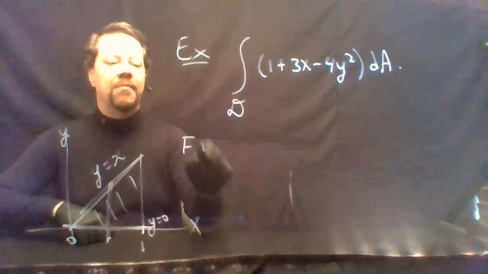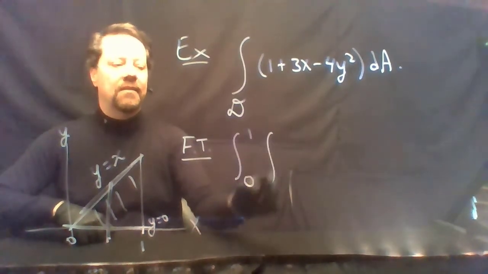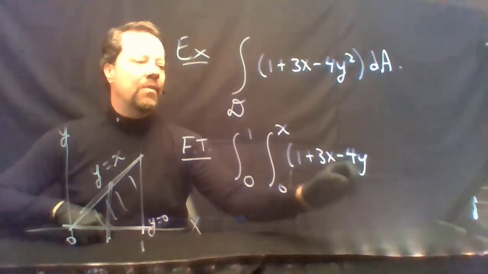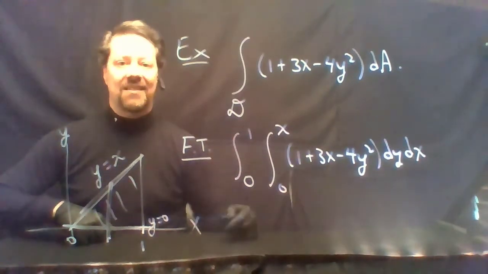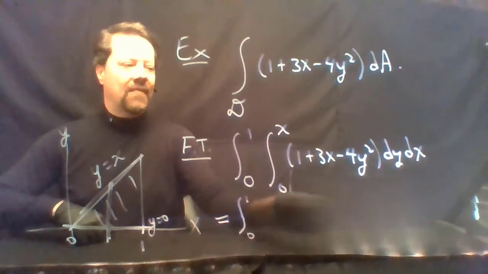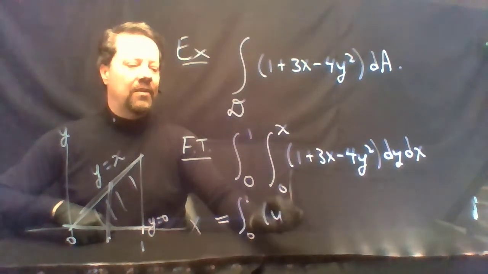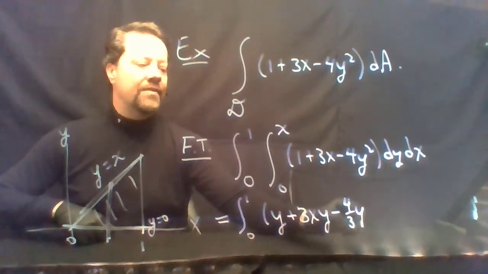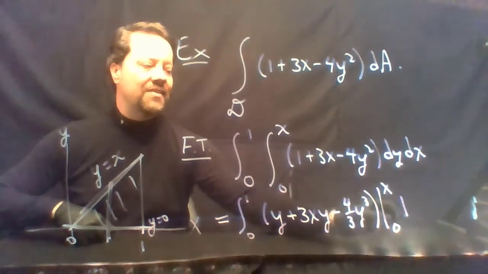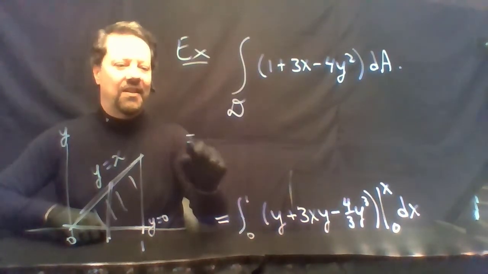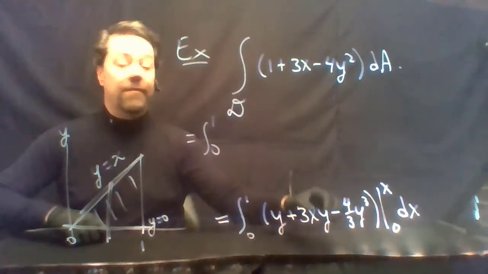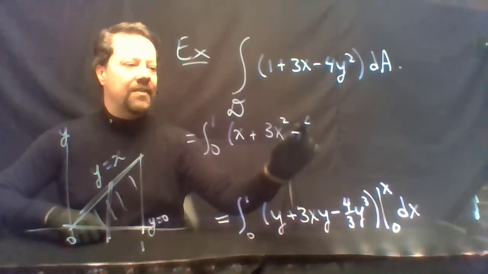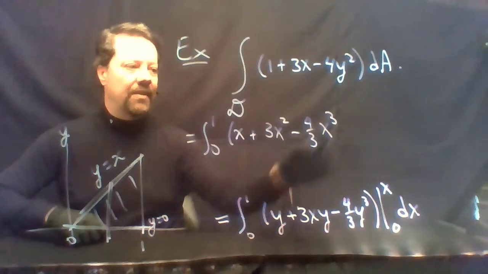So by Fubini's theorem, this should be the integral from 0 to 1, the integral from y equals 0 to y equals x, 1 plus 3x minus 4y squared dy dx. Integrating with respect to y first, we get y plus 3xy minus 4/3 y cubed, evaluated from 0 to x. This gives us the integral from 0 to 1. We plug in x for y now. That's going to be x plus 3x squared minus 4/3 x cubed, and then minus 0.